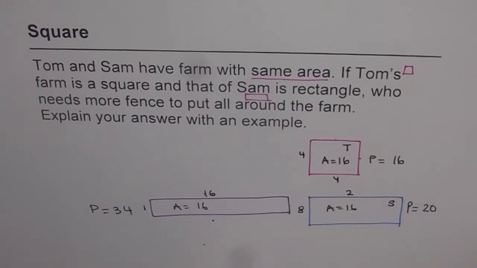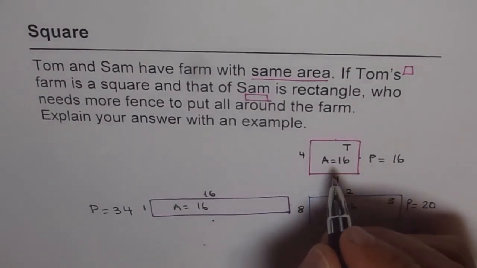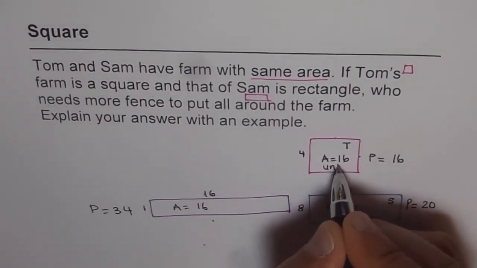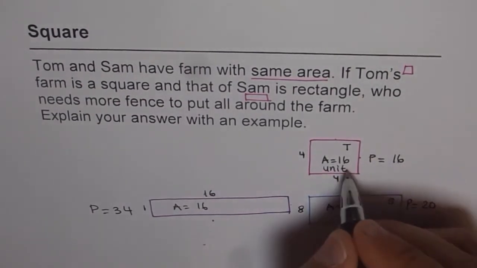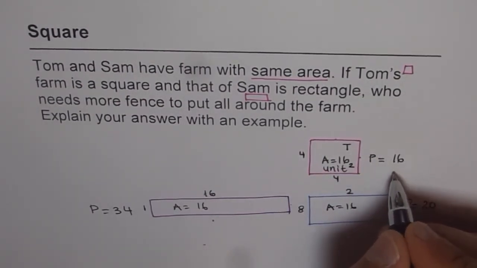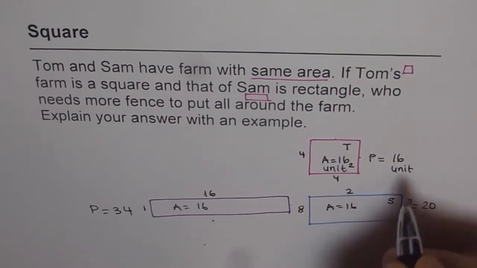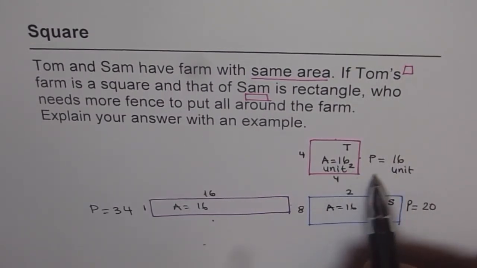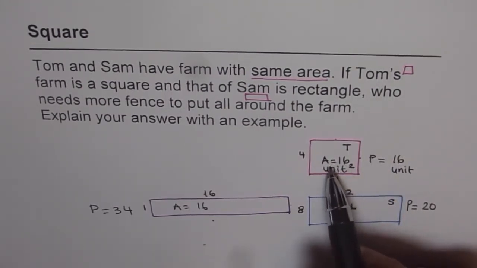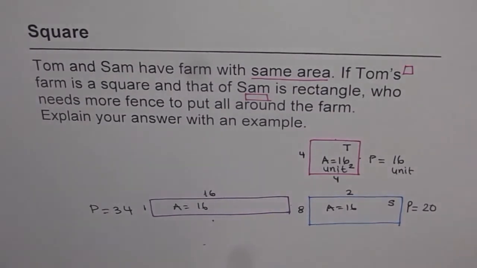Units for area will be unit square, and for perimeter will be unit, right? Since for perimeter we add the sides, and for area we multiply them. So when you multiply them, the units get squared. That's why it is so.